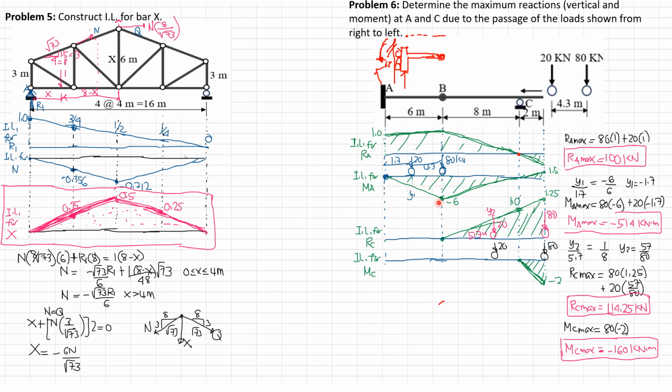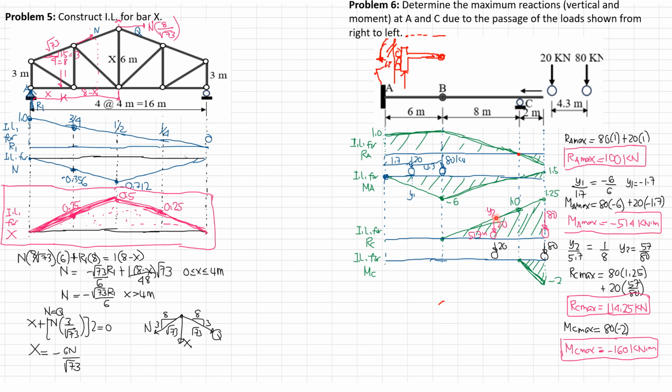Then this should be the position of that load so that moment at A is maximum. The 80 kilonewton load should be under the maximum negative ordinate. And this is 20 kilonewtons. That's 4.3 meters. Therefore, this is 6 minus 4.3, 1.7 meters. I'll call that y1. y1 by similar triangles, y1 as to 1.7 equals negative 6 as to 6. So y1 is negative 1.7. Maximum moment at A, therefore, is 20 times y1 plus 80 times negative 6. So the maximum moment at A is negative 514 kilonewton meter.